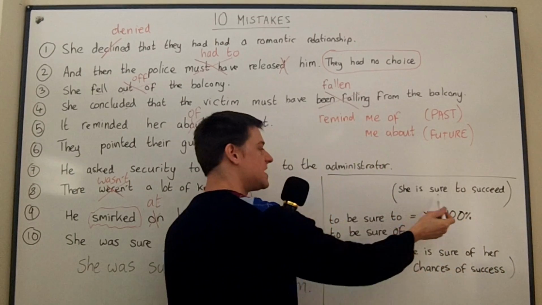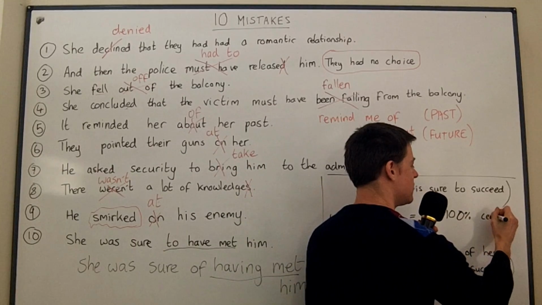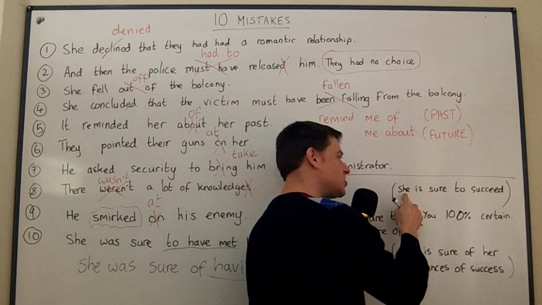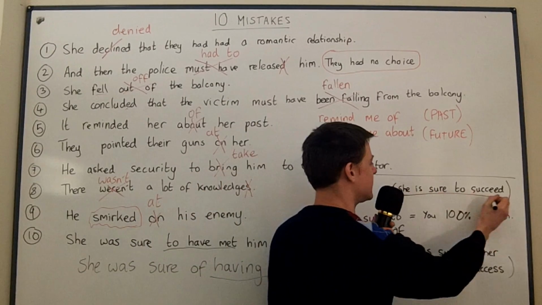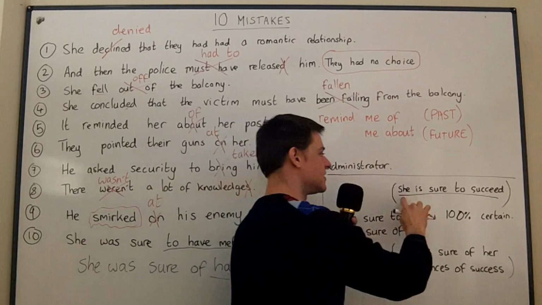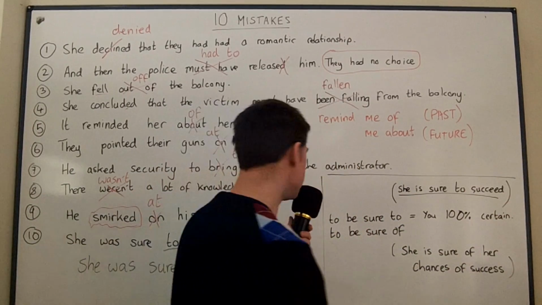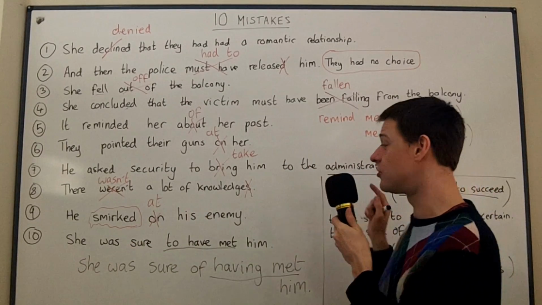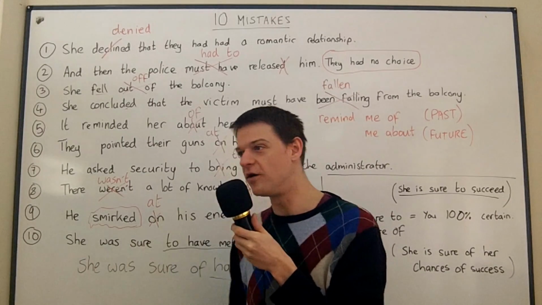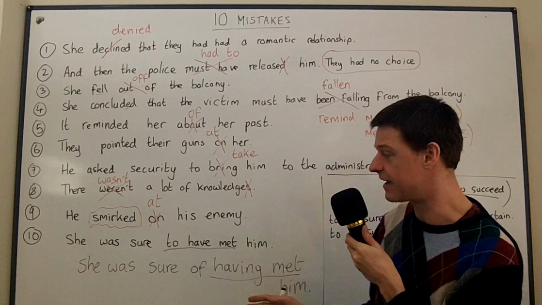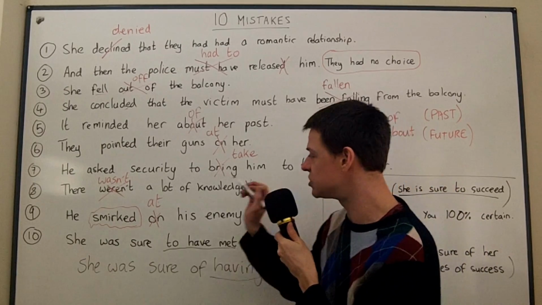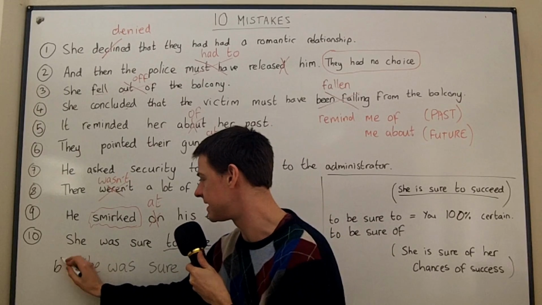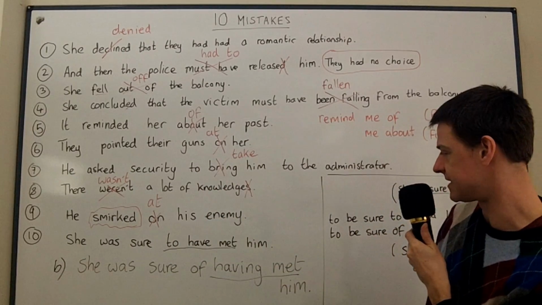So if I say she is sure to succeed, who is certain? Is she certain or am I certain? I am certain that she will succeed when I say this. Very important. I'm certain that she will succeed. And so if I say she was sure to have met him, it means I am sure that she met him. And that wasn't what Angela meant. What she meant was that she was sure that she had met him, and that would be number 2 here, part B. It would be she was sure of having met him.